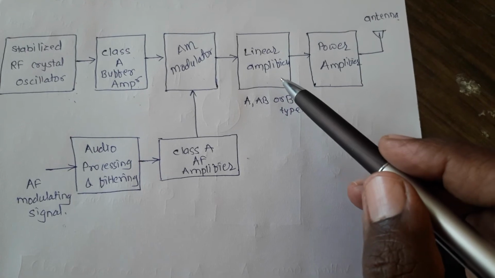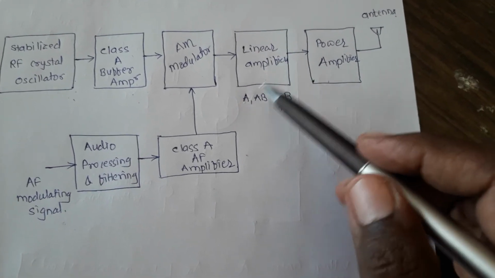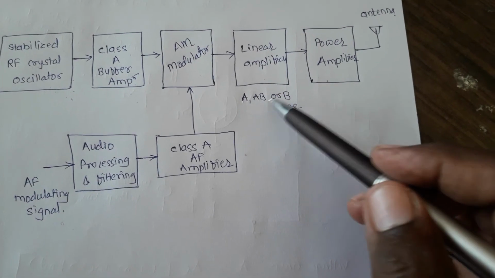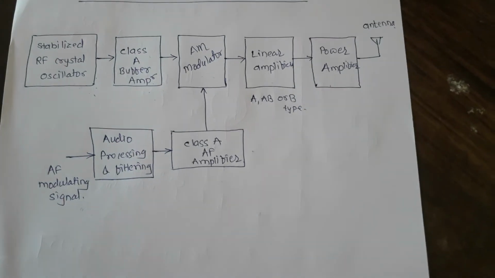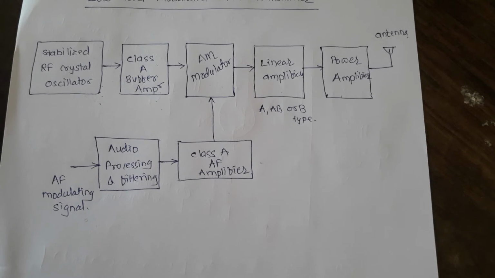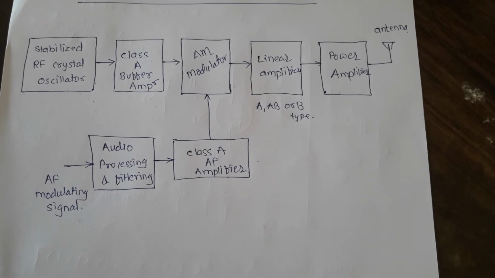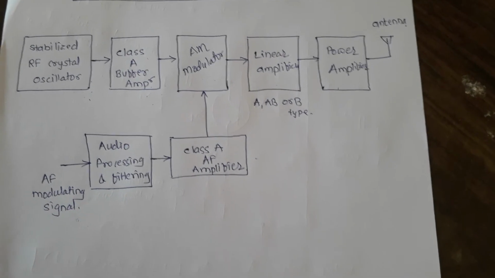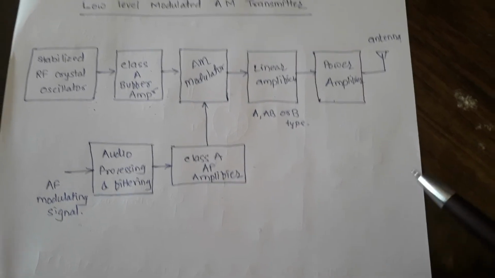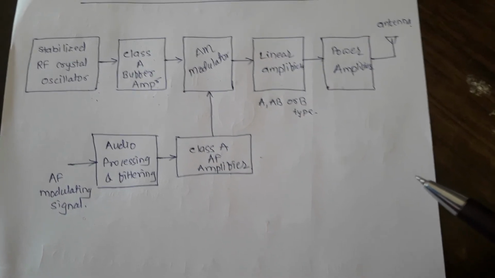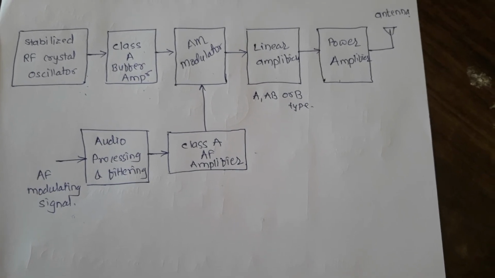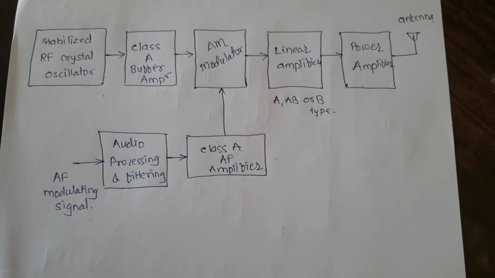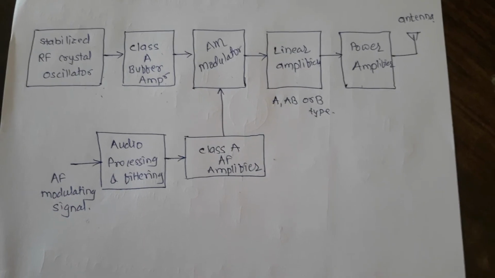The amplifiers used are of class A, class AB or class B type. This is a very simple diagram. The overall efficiency is much lower as compared to the high level modulation. The efficiency of such an AM transmitter at low level modulation is very low. So in order to achieve higher efficiency, we approach the high level modulation techniques.